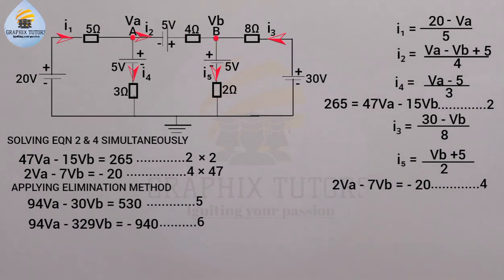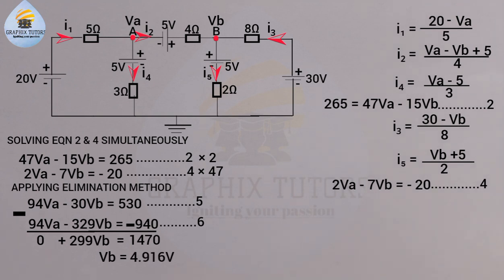Now what will I do? I'm going to subtract both of them, so that the 94 will cancel out each other. If I subtract it, minus 94 VA minus 94 VA will give us 0. Minus 30 VB, don't forget this minus that is here, and the minus in front of the 329. So minus 30 VB minus, that will become plus, so minus 30 VB plus 329 VB. That will give us plus 299 VB equals to 530, minus is plus, so 530 plus 940 will give us what? 1470, right? So my VB will now be 1470 divided by 299.